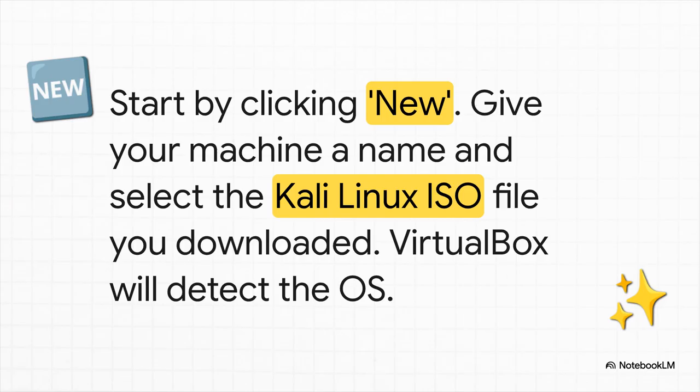Go ahead and give your machine a name. Something simple like Kali Linux is perfect. And then, this is the key part, select that Kali ISO file you just downloaded. VirtualBox is actually pretty smart and will probably figure out the OS from there.